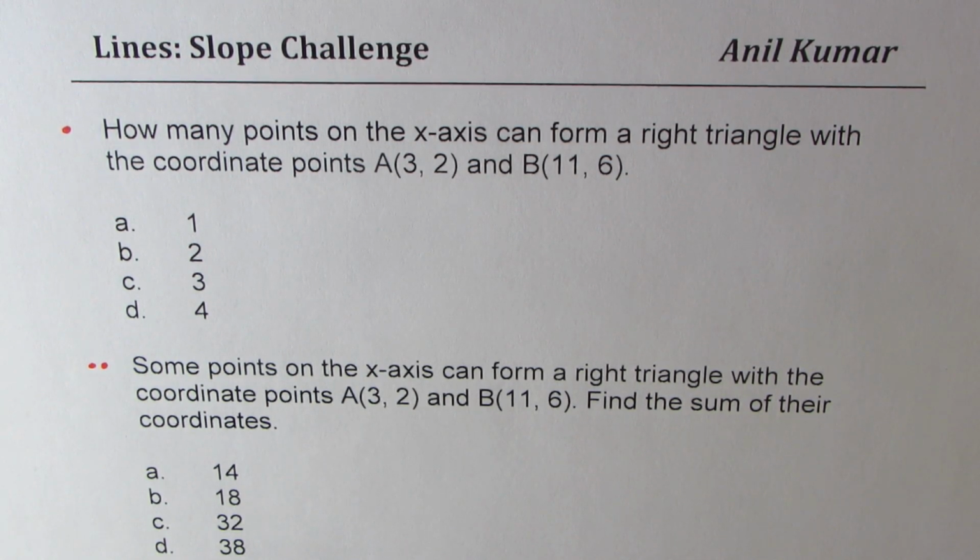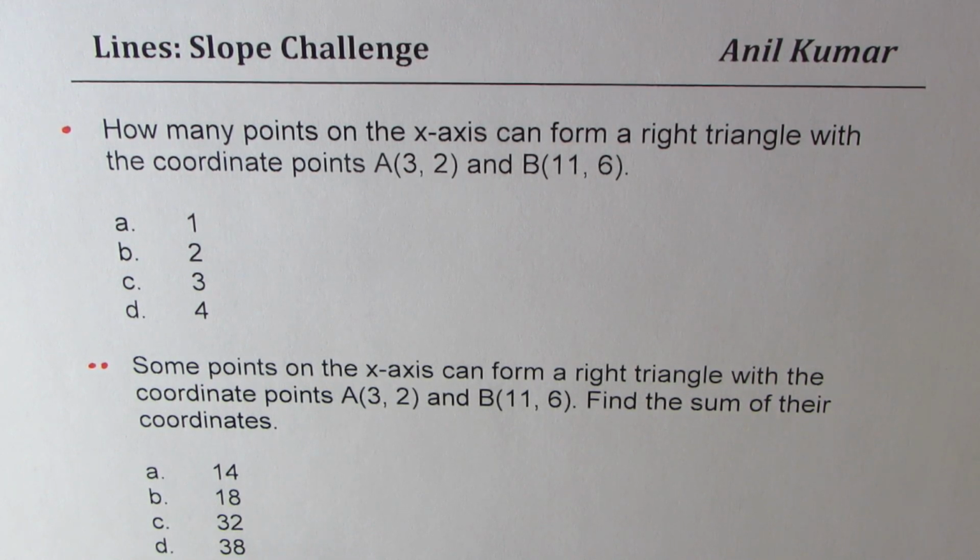So we basically have two questions for you. The very first one is how many points on the x-axis can form a right triangle with the coordinate points A (3, 2) and B (11, 6)? Choices are 1, 2, 3 or 4.